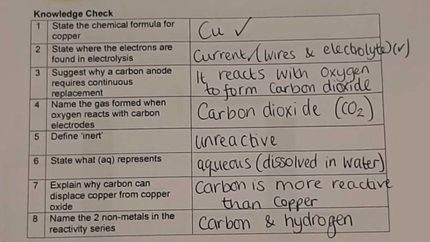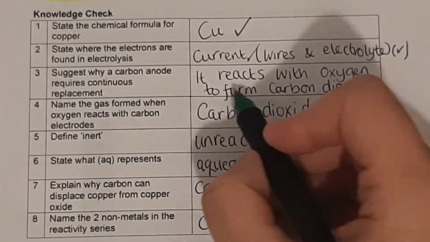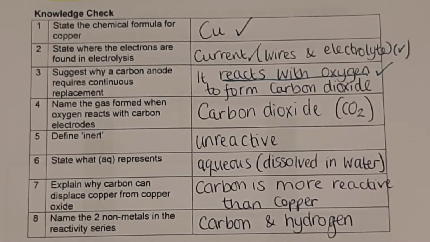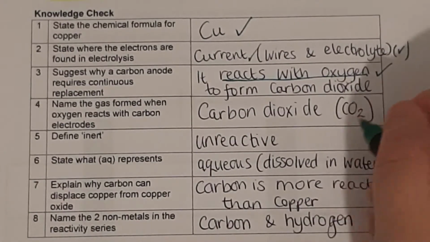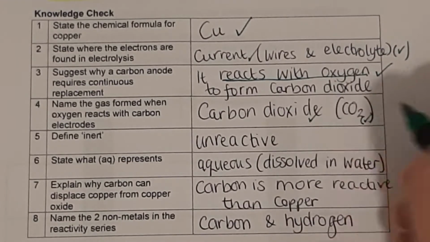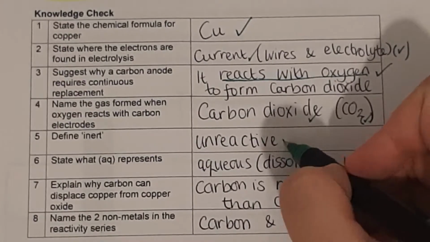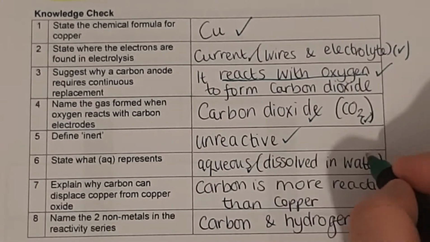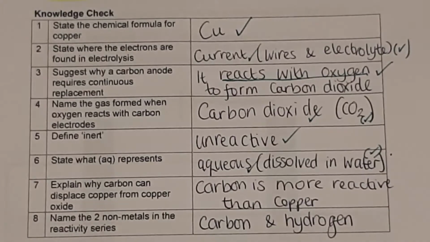Suggest why a carbon anode requires continuous replacement. That's because it reacts with the oxygen, forming carbon dioxide. Just saying it reacts with the oxygen is sufficient for the mark. Name the gas formed when oxygen reacts with carbon electrodes. Well, that would be carbon dioxide or CO2 for the mark. Define inert, that means unreactive. What does AQ represent? Well, it represents aqueous or dissolved in water, either of those for the mark.